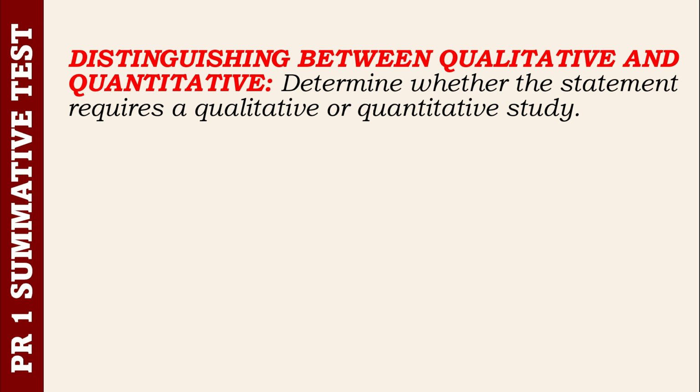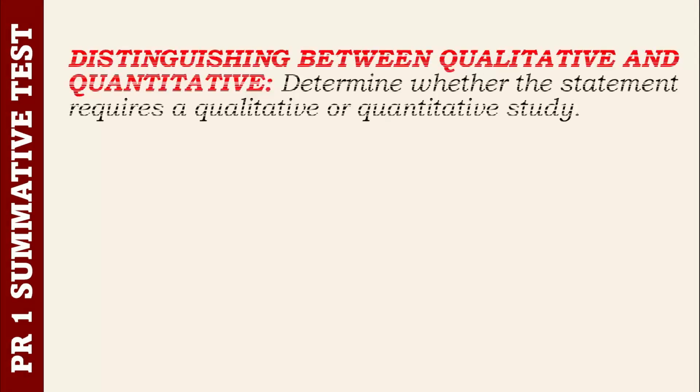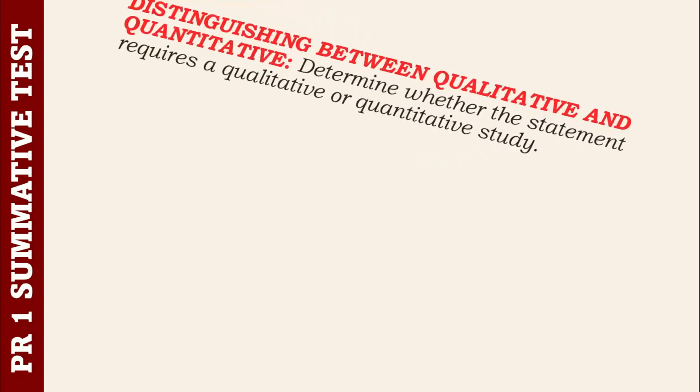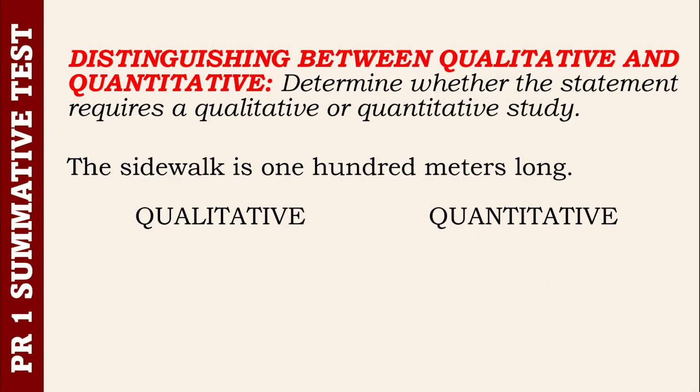The cup had a mass of 454 grams. Is it qualitative or quantitative study? The answer is quantitative because it has numerical data. The next item, it is warm outside. And the answer is qualitative because the weather is described in the statement. For the statement, the sidewalk is 100 meters long, it is obviously quantitative because of the numerical data.